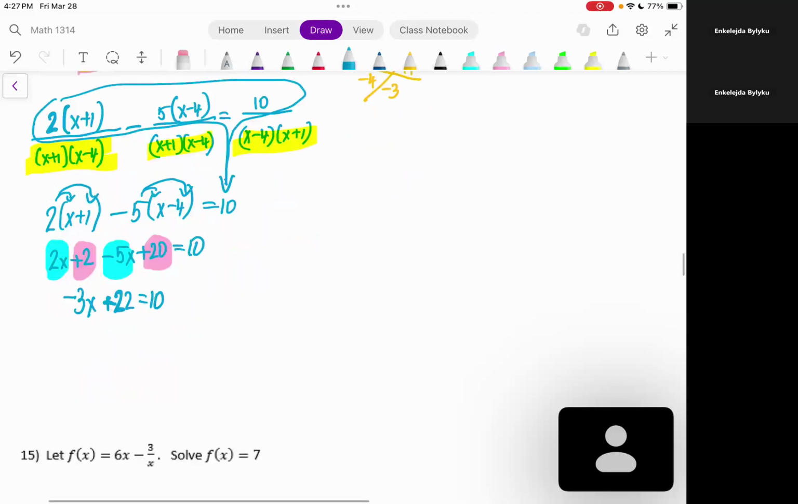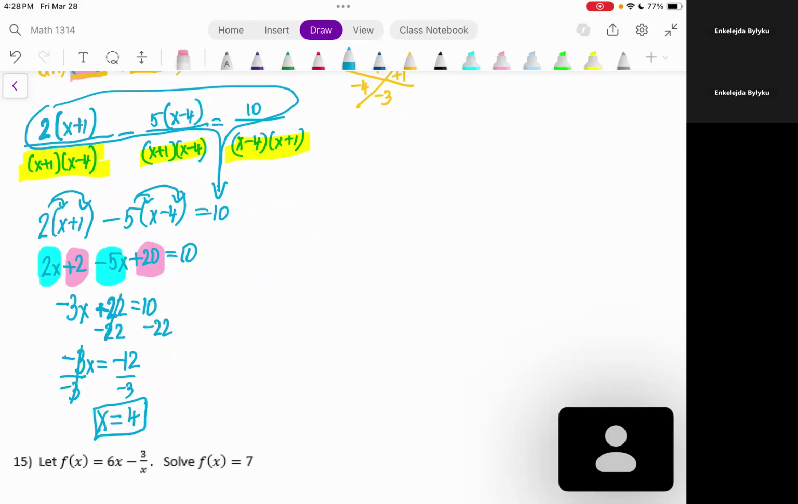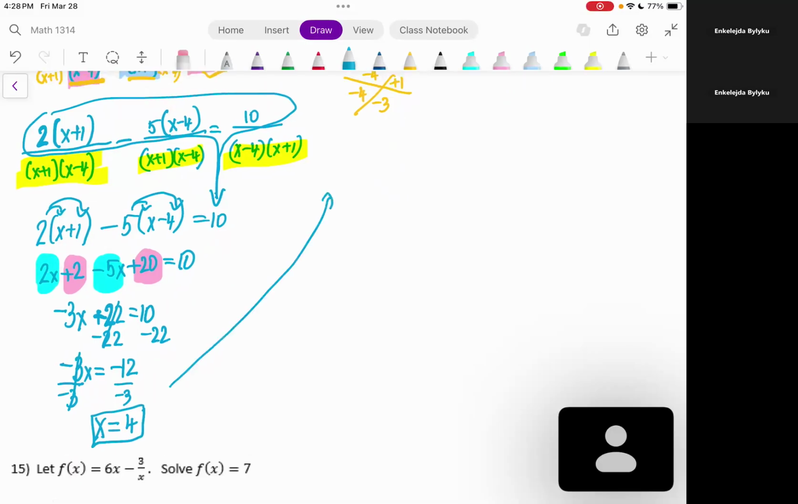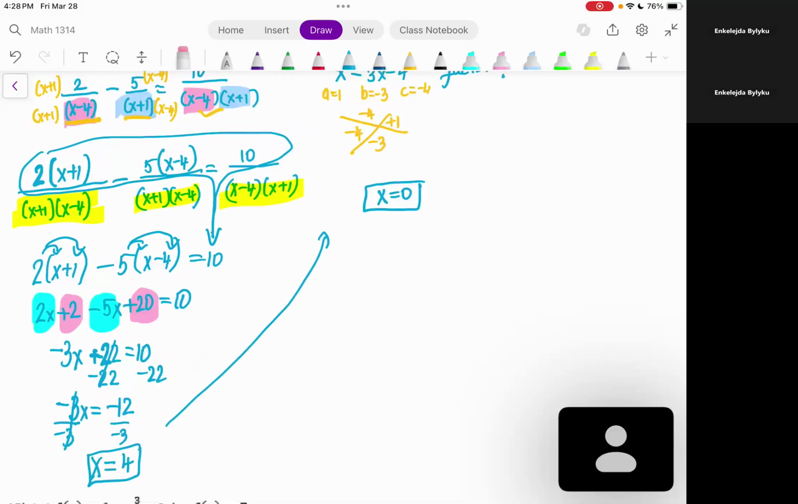Now let's subtract 22 on both sides to isolate the variable. Negative 3x equals negative 12. Dividing by negative 3 gives x equals 4. So this is a possible solution. Why am I saying a possible solution? Because now we have to make sure that x equals 4 does not make the denominators of the original equation equal to 0. Remember, a rational expression, a fraction, is not defined if the denominator is equal to 0.